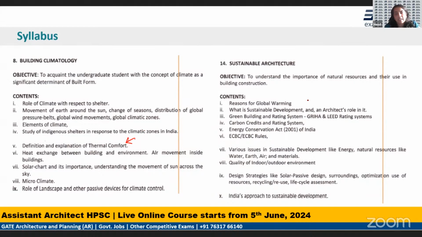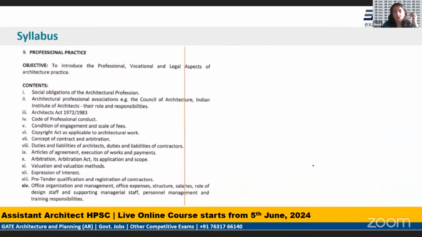And in sustainable architecture, again, your green building rating system, carbon credit rating system, ECBC rules, Energy Conservation Act, sustainable development, again, solar passive design strategies, what is optimum utilization of resources, reduce, reuse, recycle, what is the Indian approach to sustainable development. So if you see, they had given a detailed syllabus also with respect to how one should be preparing.